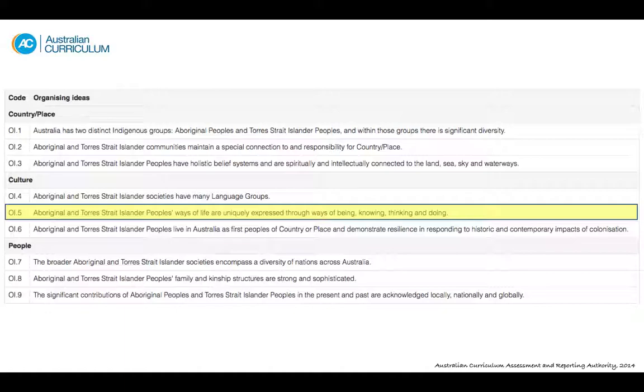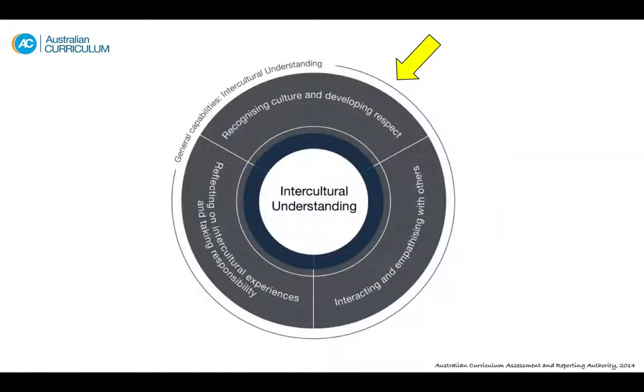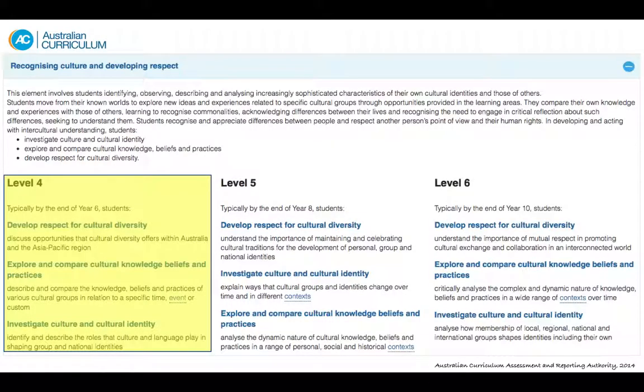The general capability of intercultural understanding requires students to engage with diverse cultures to create connections and develop mutual respect. In this lesson, the key idea of recognizing culture and developing respect will be focused upon. The lesson works towards achieving the Level 4 capability, which states that students will develop respect for cultural diversity, explore and compare cultural knowledge, beliefs and practices, and investigate culture and cultural identity.